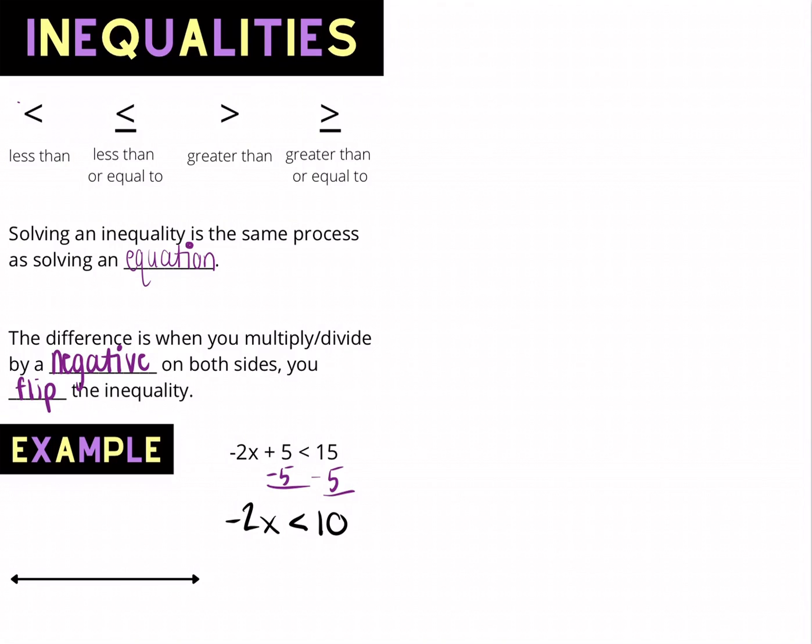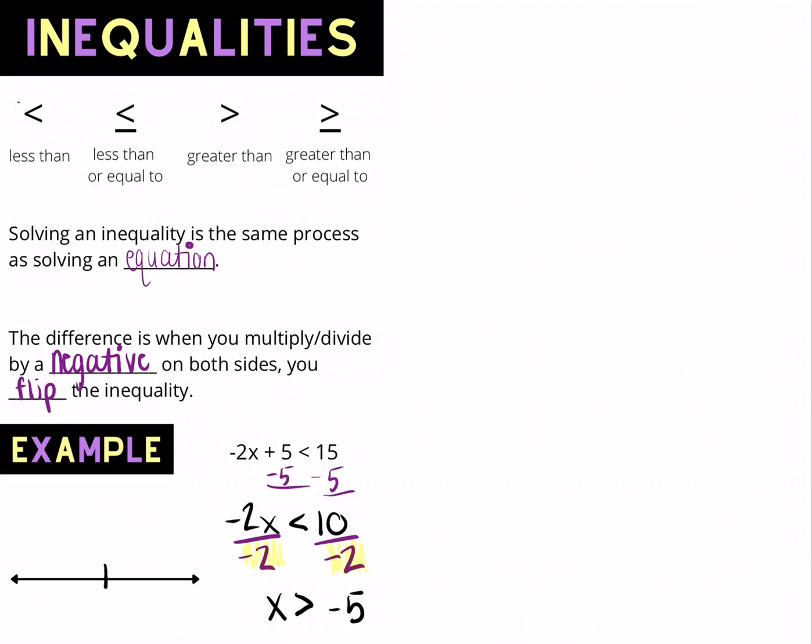Then to get the x by itself, I need to divide by negative 2. Do you notice that I divided by a negative on both sides? That's when we flip the inequality. So now x is greater than negative 5. You just have to pay attention when you multiply and divide by a negative on both sides that you need to flip the inequality.